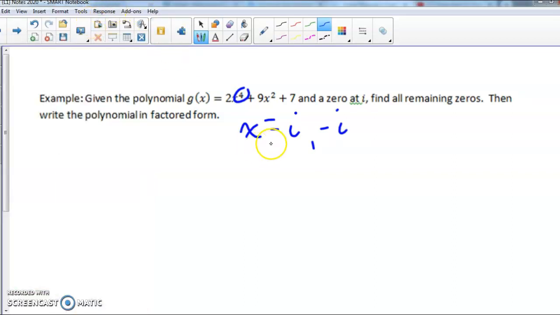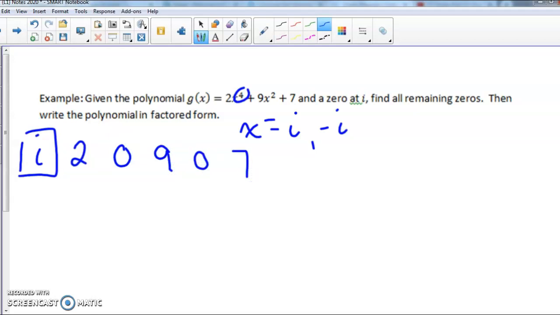Now, we've done things with looking for the other solutions when I only know 2, and it's all about synthetic division. So I want you to try this with synthetic division, meaning that my first box number would be i, my coefficients would be 2, no cubic term so a 0, a 9, no linear so a 0, and a 7. Try this. Pause the video, try the first one, get an answer, and then try the second one.